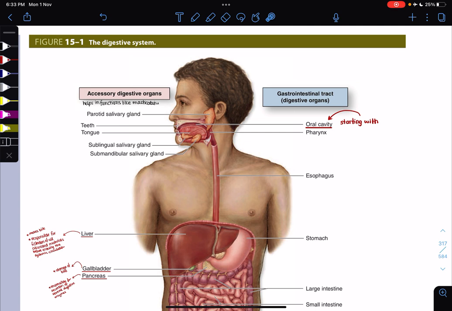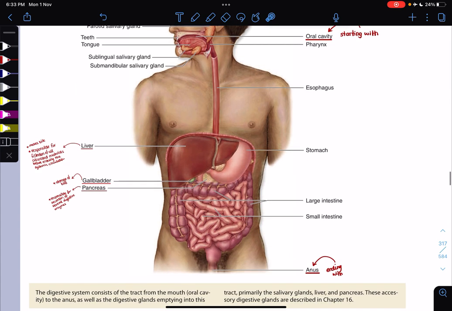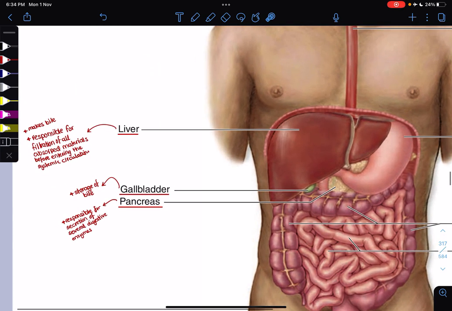يعني so these consist of the parotid salivary gland, the teeth, the tongue, the sublingual salivary gland, the submandibular salivary gland, and كمان the liver. And the liver is responsible for filtration of all absorbed materials before entering the systemic circulation. The liver also makes bile, and that bile is stored in the gallbladder. And كمان the pancreas, which is responsible for secretion of several digestive enzymes.